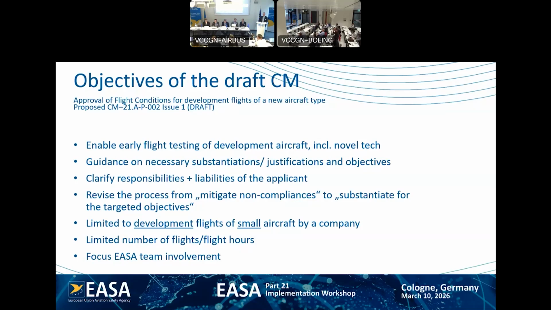We are revising the process from what we currently follow in many of the activities, where we use the mitigation of non-compliances approach. Usually when you go for an STC, you have areas which are being changed. You have certain non-compliances for that period until it's substantiated, and you describe how you mitigate those non-compliances until things are ready. Now, this is less favorable when you deal with a small aircraft, fully new technology, for example, or a new applicant. So instead, you should describe how you substantiate for the targeted objectives, and I'll come to that later.